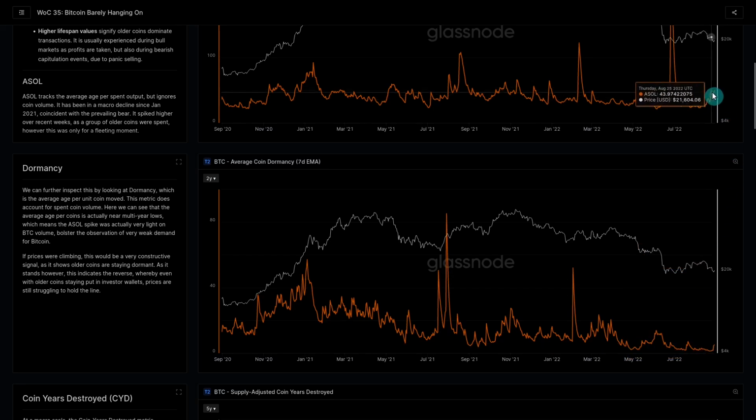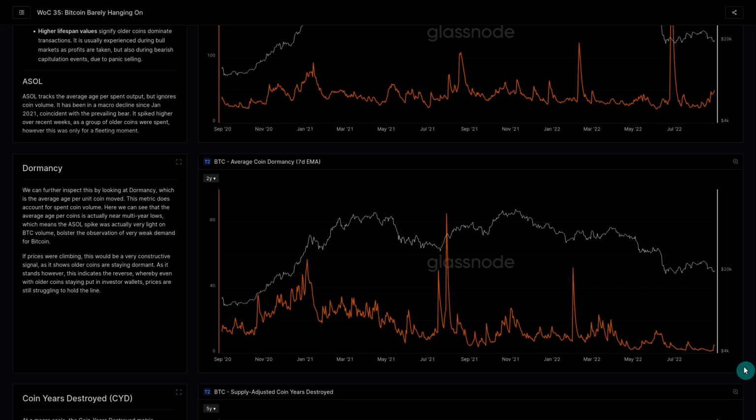So whilst we saw an uptick in ASOL, meaning that there was lots of older outputs, lots of older transactions, note how we really didn't see a great deal of coin volume that was older. It's a little bit of an uptick, but it's nothing compared to what we've seen through most of the bear. So what we're really seeing here is that, yes, a lot of older transactions were on the move, but when you look at how much coin volume they carried, it wasn't actually that significant.